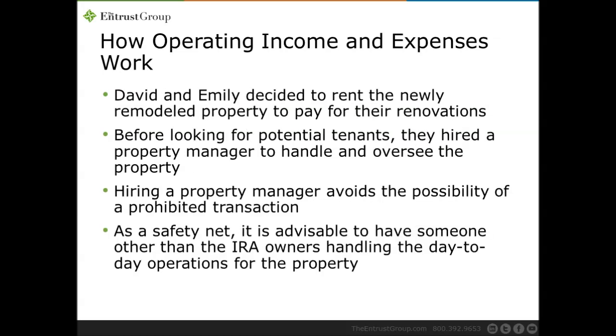David and Emily decided to rent the newly remodeled property. They hired a property manager, which, although it's not required, we do highly encourage anybody who has a property within the retirement account to do. It reduces the likelihood of a prohibited transaction ever occurring within your account. So as it says on there, the last bullet point, it's advisable to have someone other than the IRA owners handling the day-to-day operations for the property. It's advisable. We highly encourage that.